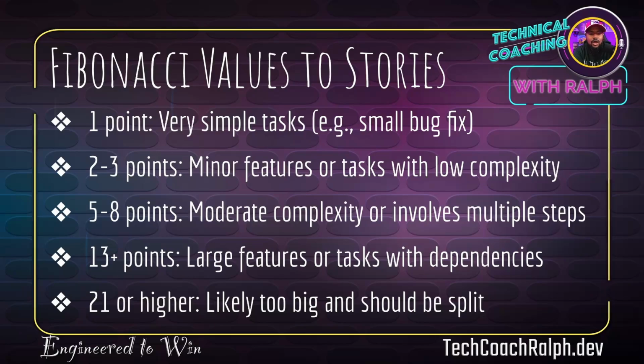13 points, large features or tasks with dependencies, and these are where you start looking to break them down. You really don't want to get into a 13 because it might eat up your whole sprint. Might have so many different moving pieces. So in the 21 or higher, likely too big and should be split. That's how I feel about the 13s as well. Sometimes even about the 8s, but you can get by with 8. But a 13, it starts to go crazy.